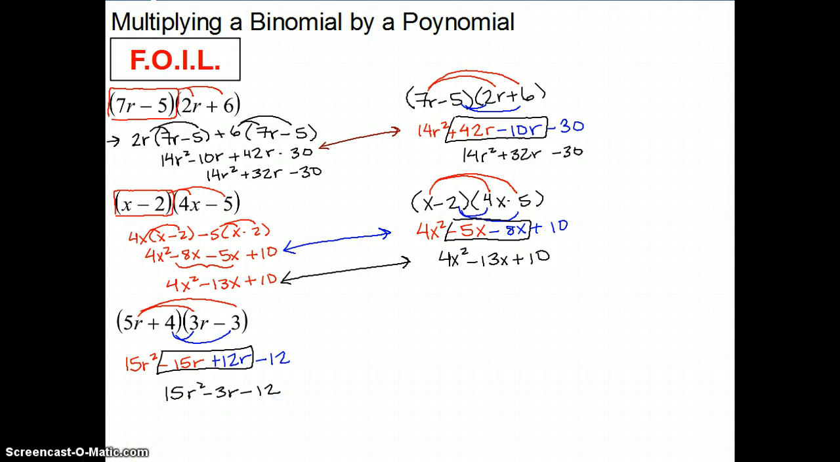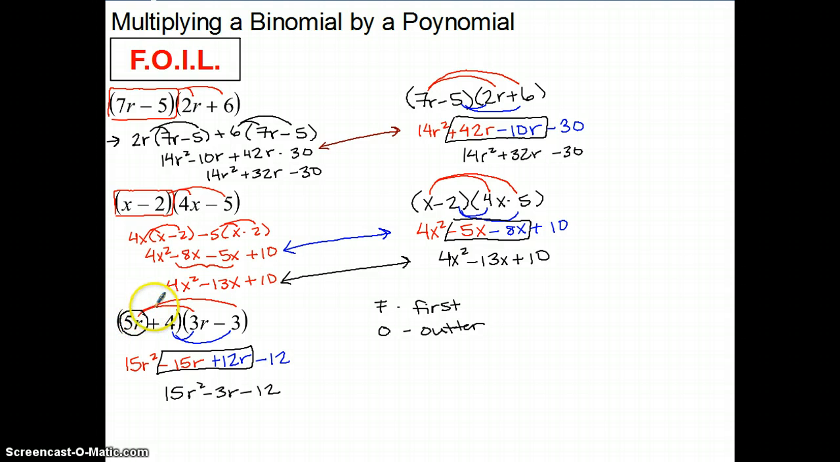The word FOIL is simply an acronym to help you remember how to multiply. When I take my 5r and multiply it by the 3r, those are the first terms in each parentheses. So F stands for first. We're simply multiplying the first terms together. After I multiplied by the 3r, I multiplied by the negative 3. These are the outermost terms in your expression. So the O in our acronym stands for the outer terms.